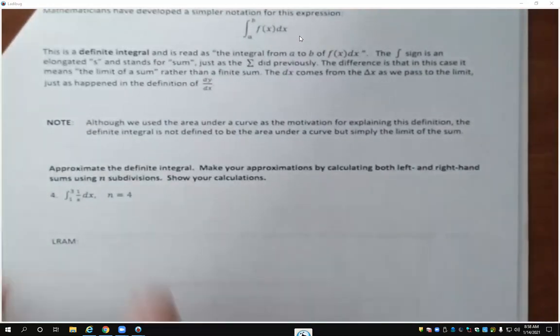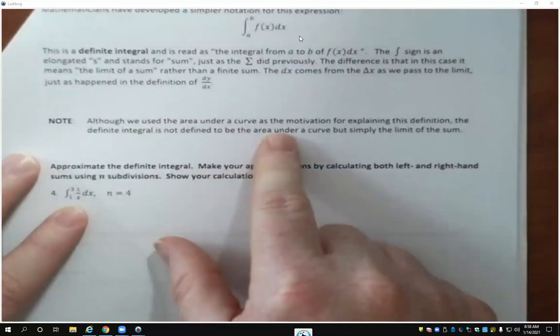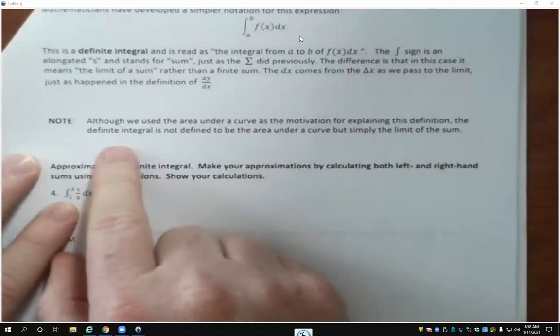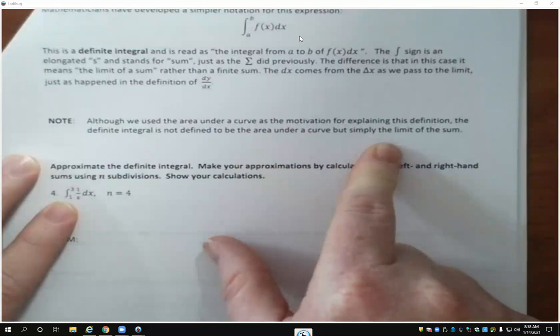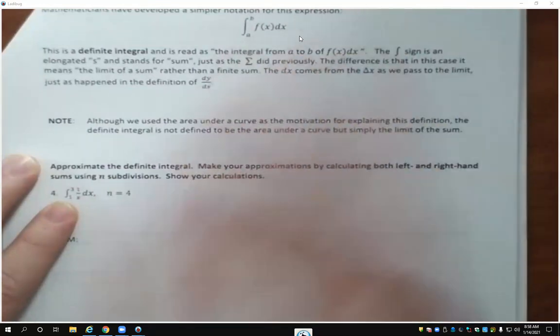Although we use the area under a curve as the motivation for explaining this definition, the definite integral is not defined to be the area under a curve, but simply the limit of the sum.